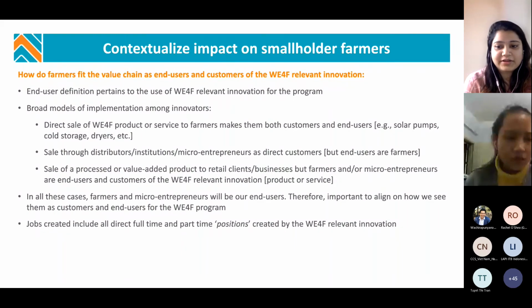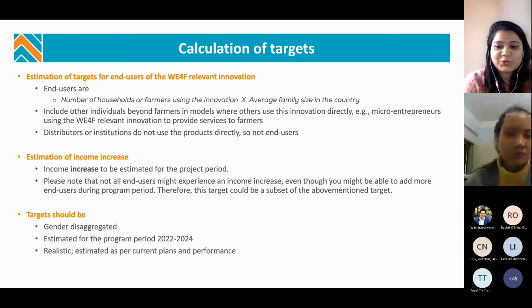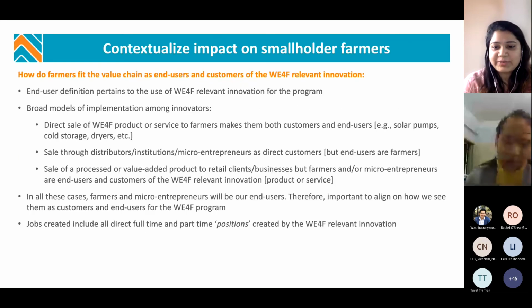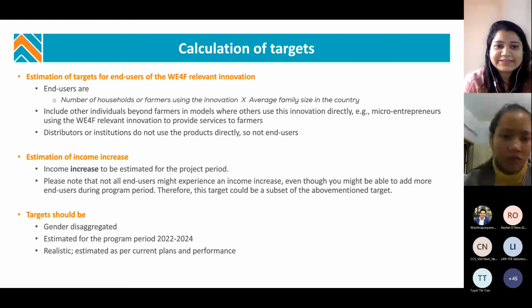The jobs created in this program, and I'm going to talk about these targets a little bit in the next slide, would include all direct, full-time, and part-time positions that are being created by the V4F relevant innovation. When I say positions, it's because the same position could be occupied by different people at different times. You might have two people join the same position during the course of the year, but the job would be based on the position. So it'll be one job.